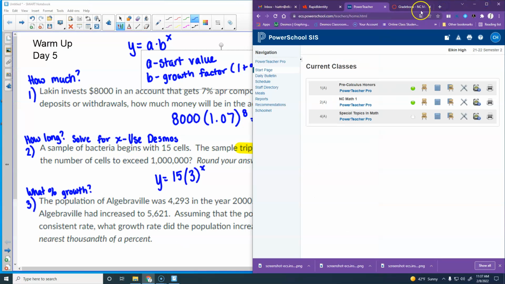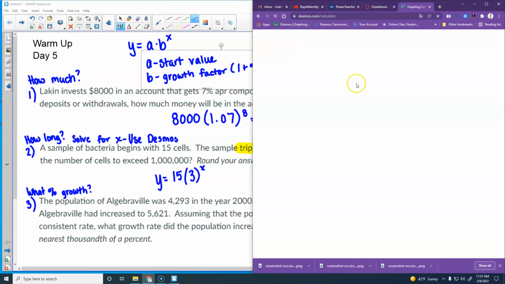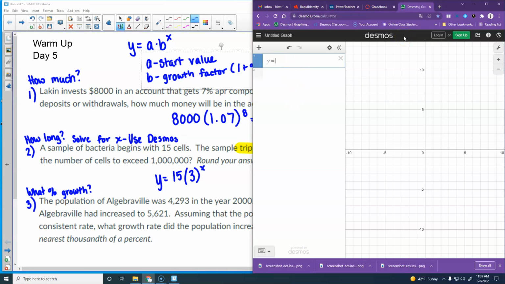So we'll pull up Desmos here, and type in my equation. Y equals 15 times 3 to the x power. All right? I want to know when this equals what? 1 million. So in the second line, I'm going to type in y equals 1 million. But I don't see anything. Why do I not see anything?